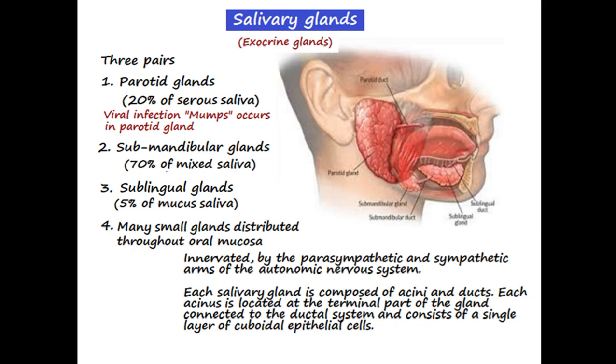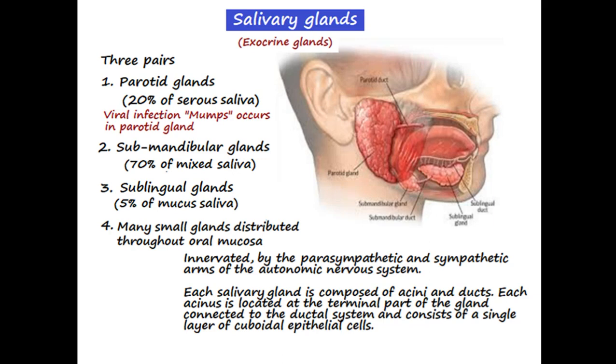The three major glands are in pairs. The parotid glands, which are situated in front and beneath the ears, secrete about 20% of the serous saliva. The parotid glands are important because the facial nerve passes through the parotid gland, and the parotid glands are the common targets for viral infections like mumps that occur in children.